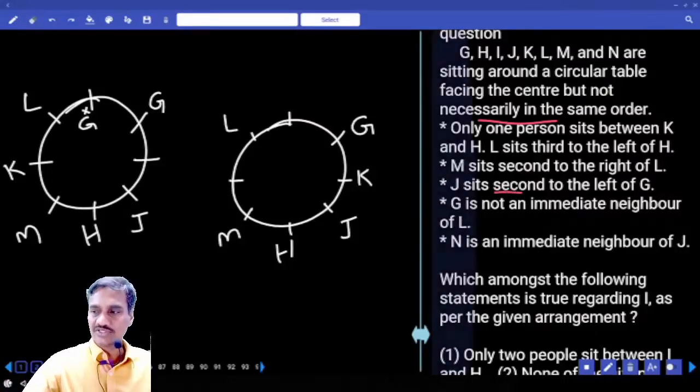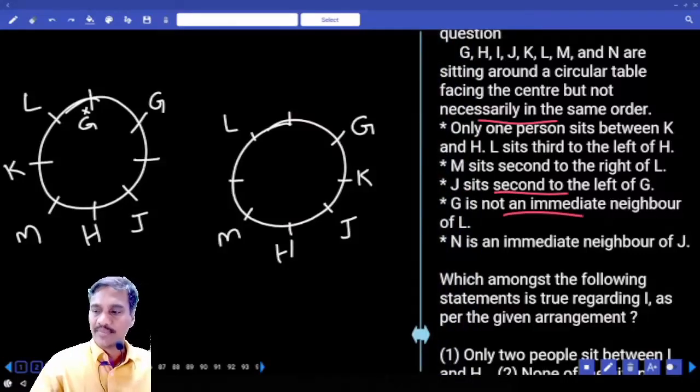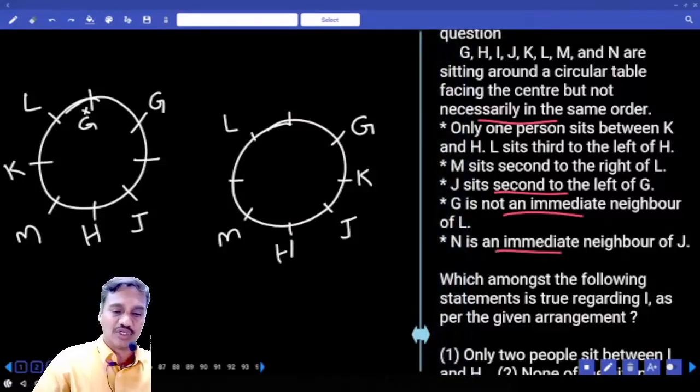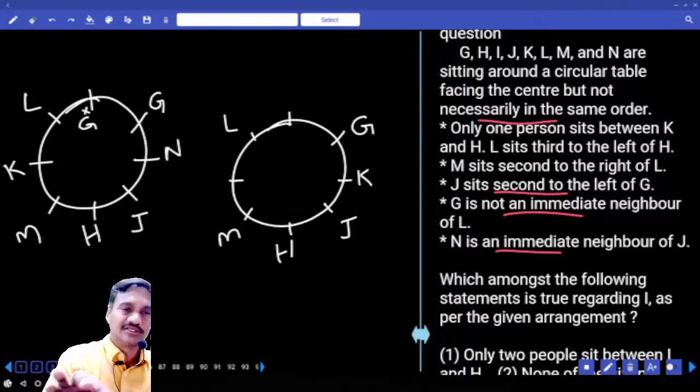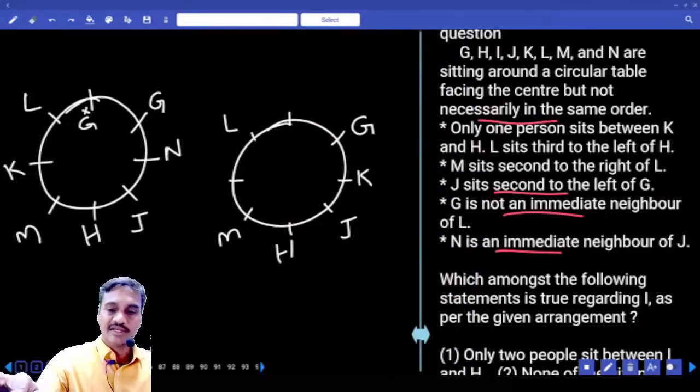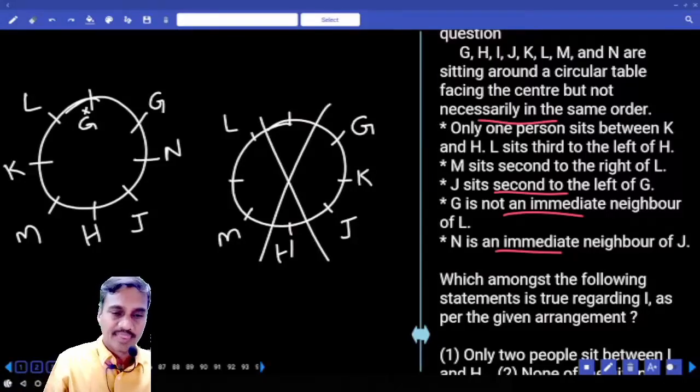And next one, J sits second to the left of G. G is not an immediate neighbor of L. N is an immediate neighbor of J. N is at this place. But as in this case N is an immediate neighbor of J, it is not possible. Second case is ruled out. Hence, we are left with only the first case. In the first case, I is the person.